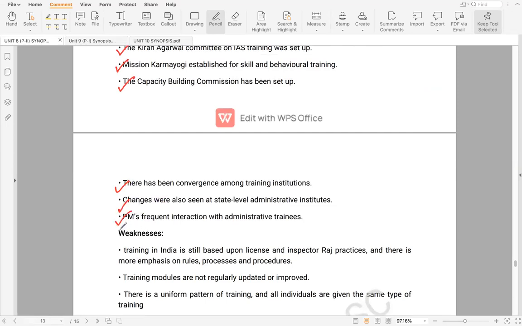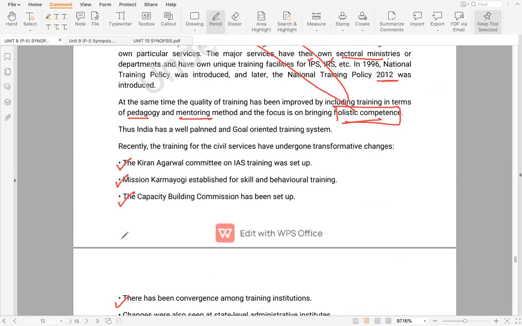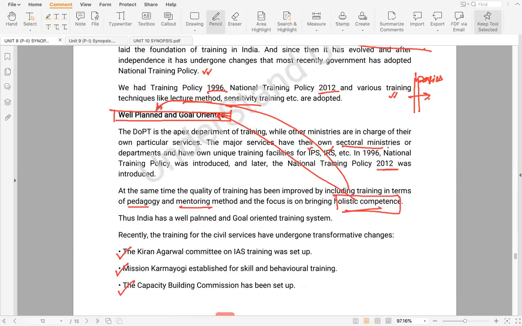PM's interaction. You talk about the weaknesses. Again, in the main body, I think we have not directly. So you can, if you want, talk about what would need to be well planned. So it should be structural and component wise. You can give out some examples here as well.